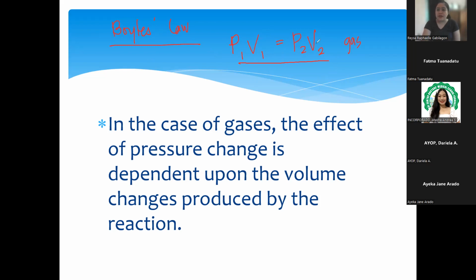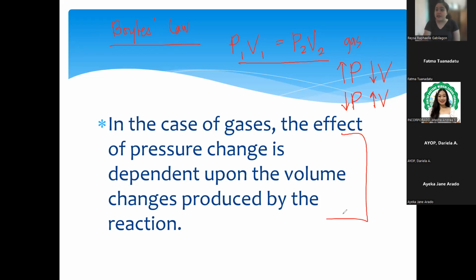P1V1 equals P2V2. Anong ibig sabihin ng inversely proportional? Pag tumaas yung pressure, class, bababa yung volume. And the other way around. What I mean by that, if bababa yung pressure, tataas naman yung volume. So ito yung sinasabi niyan.